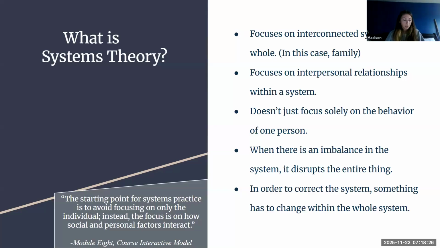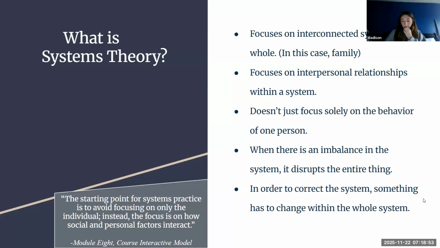So what is systems theory? Systems theory focuses on interconnected systems as a whole. In this case, it's the family. It focuses on interpersonal relationships within a system, and doesn't focus solely on the behavior of one person. When there is an imbalance in the system, it disrupts the entire thing. And in order to correct the system, something has to change within the whole system.